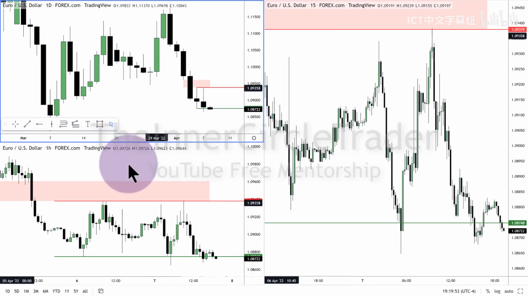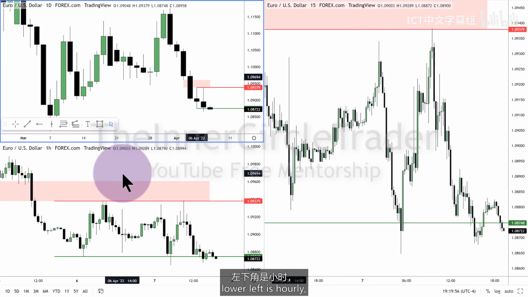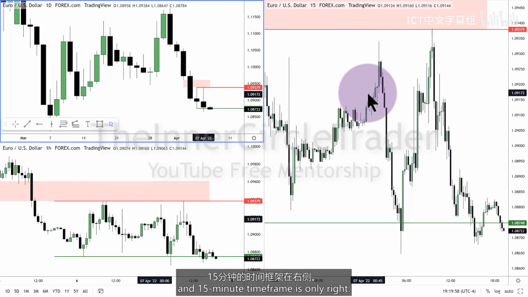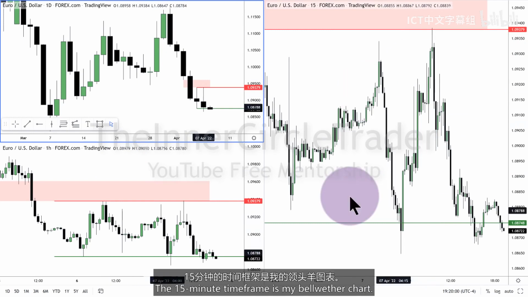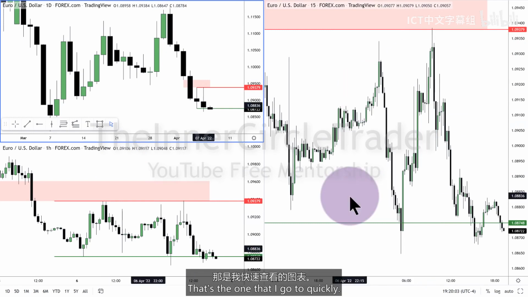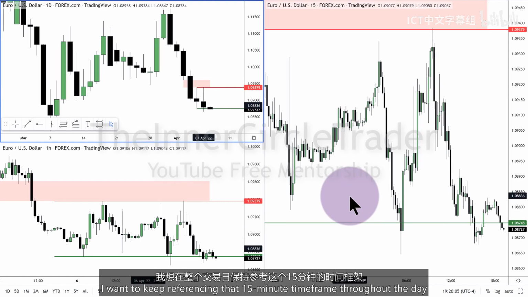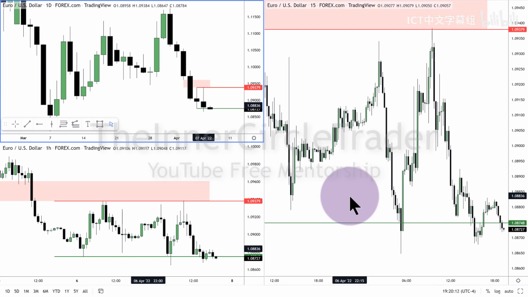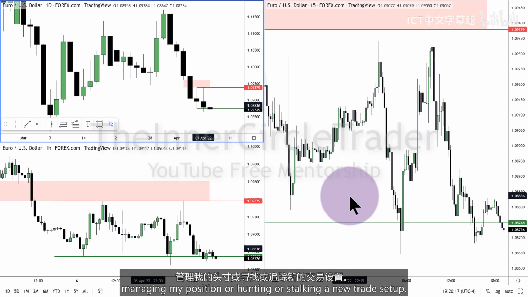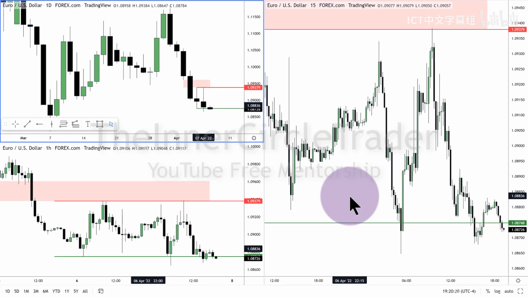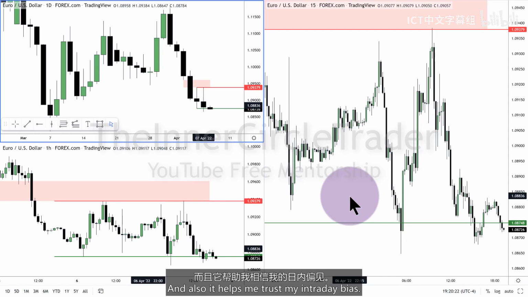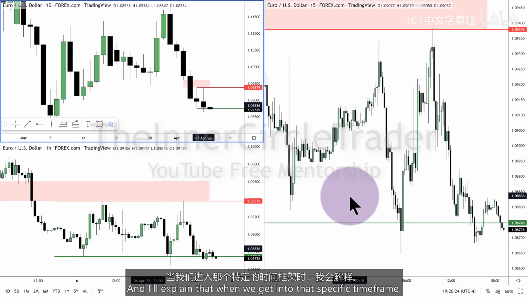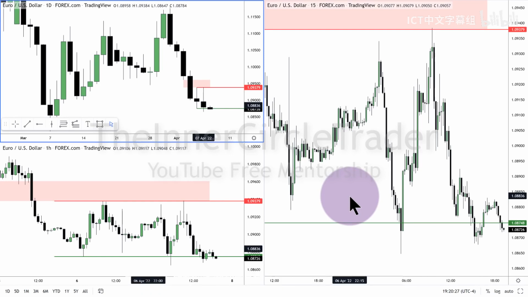So the time frames are upper left is daily, lower left is hourly, and 15-minute time frame is on the right. The 15-minute time frame is my bellwether chart. That's the one that I go to quickly. I want to keep referencing that 15-minute time frame throughout the day because the information I get from it, which I'm going to show you, is influential to me in terms of managing my position or hunting or stalking a new trade setup. And also it helps me trust my intraday bias. And I'll explain that when we get into that specific time frame.